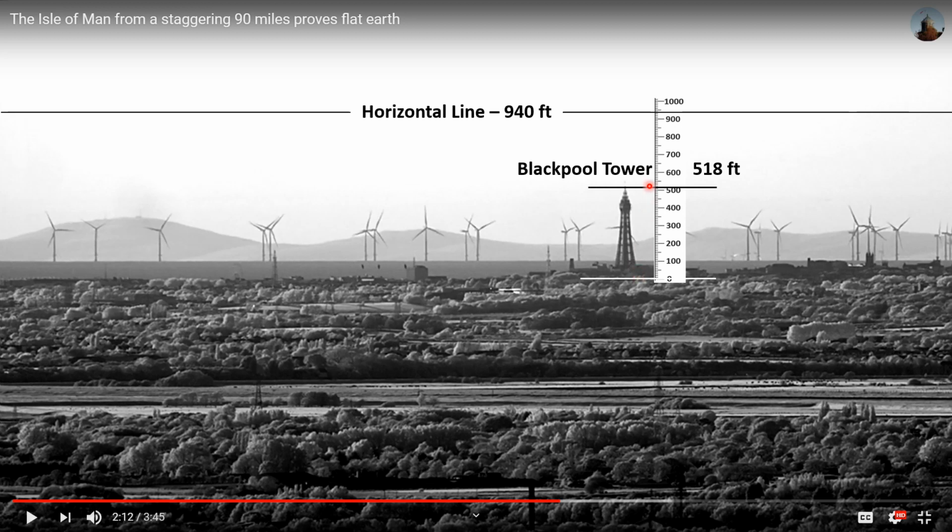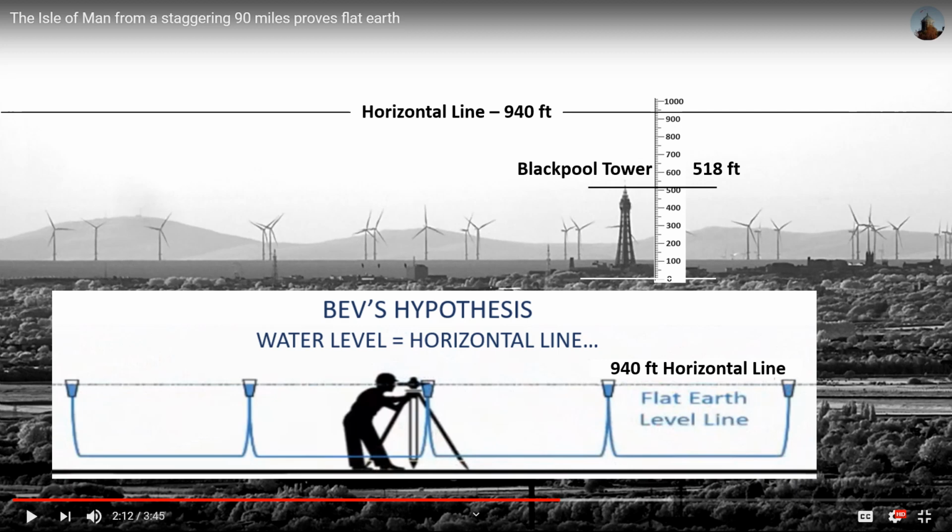This is a very good estimation for the elevation of 940 feet at this location based on the height of Blackpool Tower. Now again, Exploring the Plane took this photograph at an elevation of 940 feet. So this would meet Bev's definition of both a horizontal line and a level line of 940 feet at the location of Blackpool Tower. Now that tower is about 24.7 miles away from his location, so on a globe, a horizontal line would actually be about 400 feet higher because we would have to adjust for curvature.